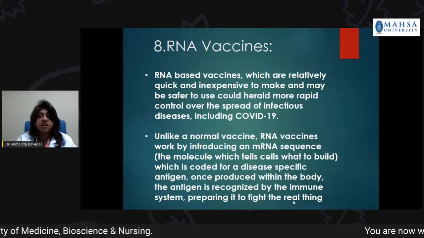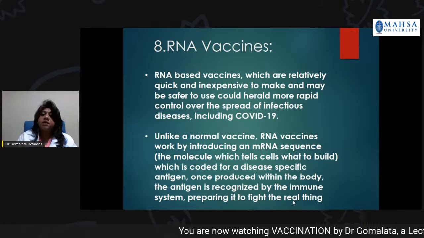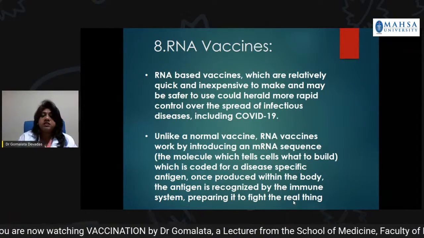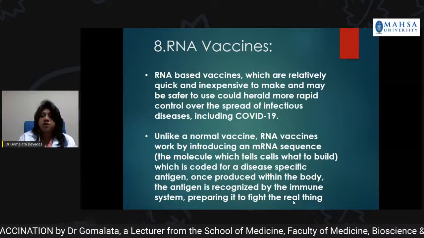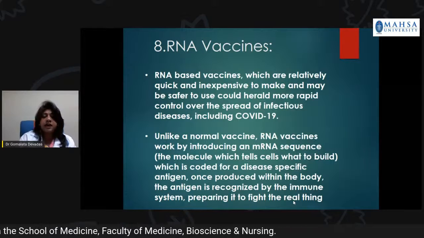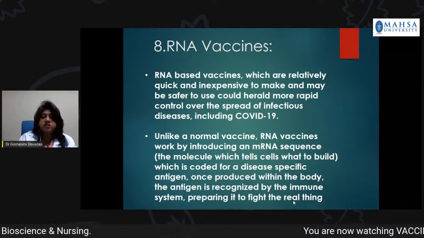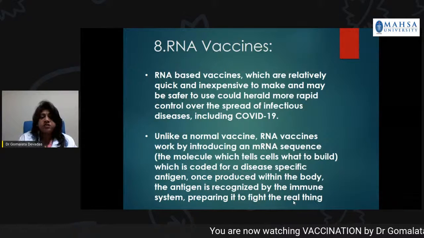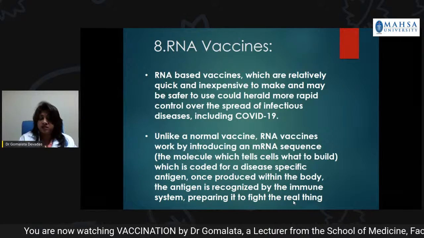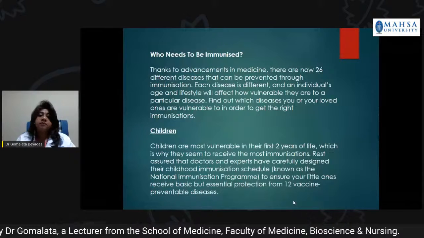Unlike a normal vaccine, RNA vaccines work by introducing an mRNA sequence. This is the molecule that tells cells what to build, which is coded for the disease-specific antigens. Once produced within the body, the antigens are recognized by the immune system, preparing it for fighting the real thing. So you've got the types of vaccines now.